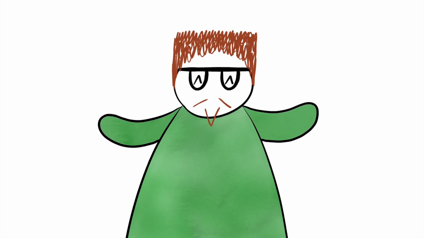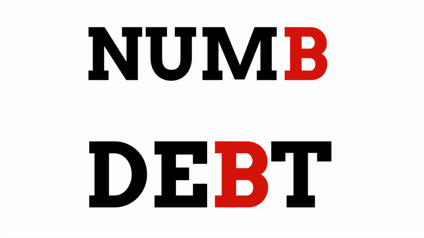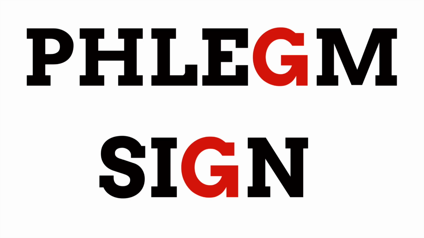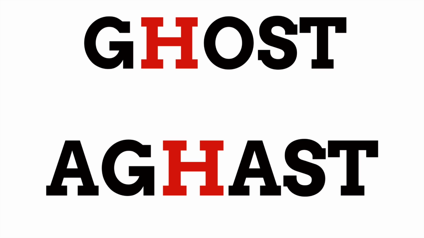If you happen to be learning English, then here are a few more pointers on how to spot if a letter is going to be silent. B will always be silent if there's an M before it or a T after it, like we see with numb and debt. D is silent if it's followed by a J, like with adjacent. G is always silent if followed by an M or N, like with phlegm or sign. H is always silent if it's followed by a G with ghost or aghast. And of course K is always silent if it's followed by an N, like with knock and kneel and knob.